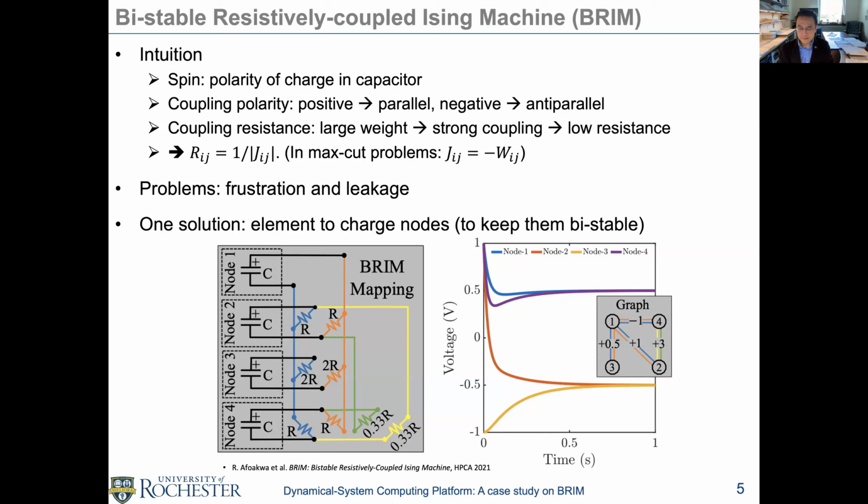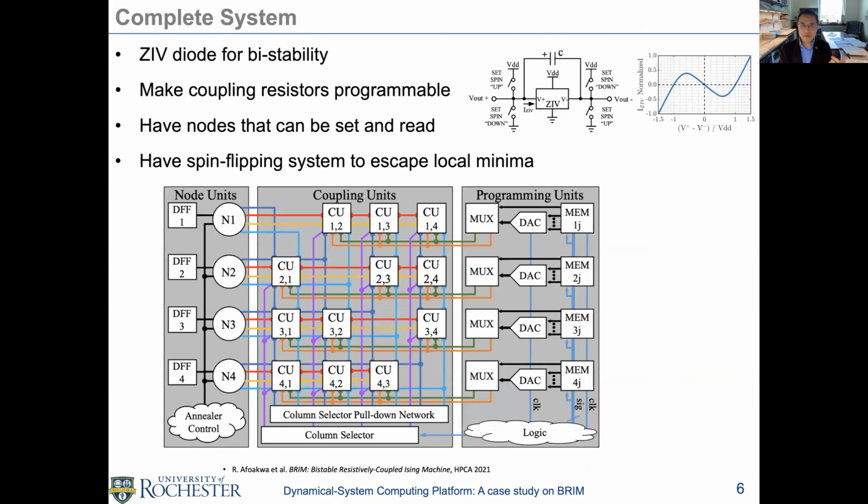It's a contrived example, I admit, and there are real-world problems, such as what if my graph has a frustration? What if the capacitors leak? So there's lots of things that you need to do to make the system work. One of them is to keep the nodes bistable, and hence we call this kind of machine bistable resistively coupled Ising machine, or BRIM for short.